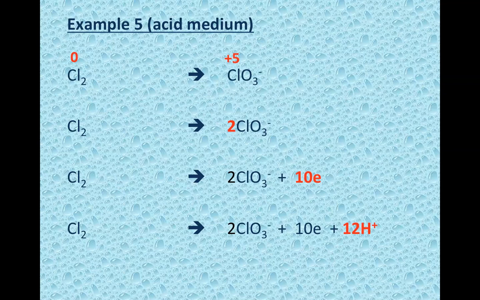Okay, and finally, we will add water to balance the H and the O atoms. So in this case, we add 6 water molecules to the left hand side, so the H and O atoms are now balanced. So did you manage to get the correct answer for example 5? If not, keep trying.